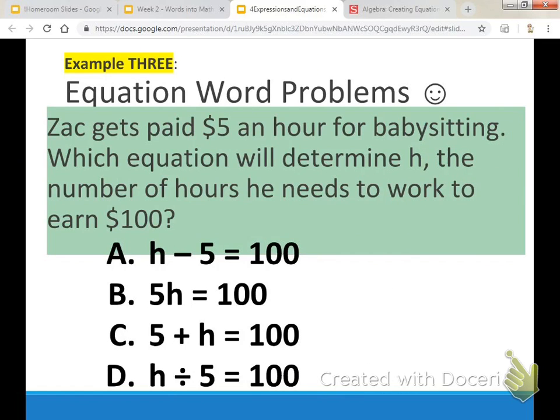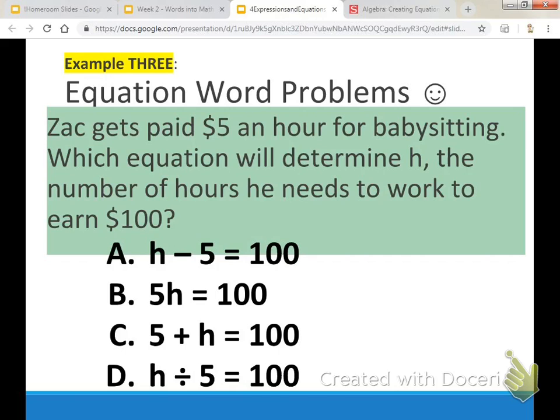All right, let's do the next one. All right, this is the trickiest one, and I want you to read it. See if you can figure out which one of these equations is going to go with it. I just want you to think about it for a second, then we're going to go over it. Okay, before we talk about which answer you think is correct, what does H stand for? Hours. 5 is about what? How much he makes per hour. Per hour. That's key. Per hour. Okay, and what is $100? The total he wants to make.